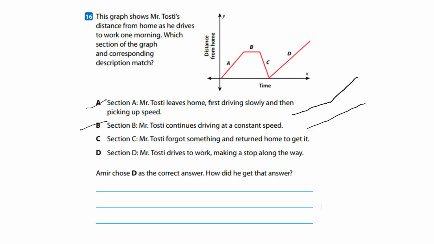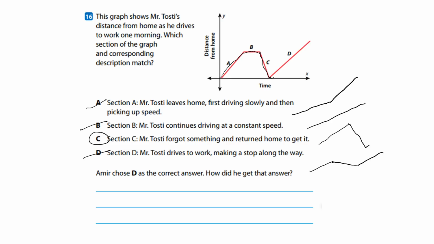Letter C, Mr. Tosti forgot something and returned home to get it. When he forgot something, that would have him going back home, so he would drive and then he would return back home. In letter D, Mr. Tosti drives to work, making a stop along the way, meaning he would go to work, he would stop, and then he would continue going to work. Letter C is our correct answer. We can follow the path where he goes to work, realizes he has forgotten something, and then has to return home.